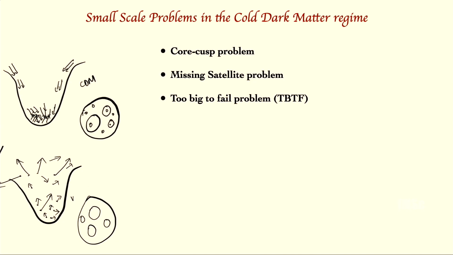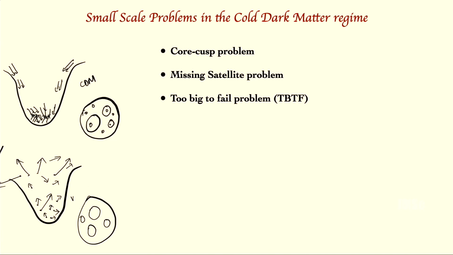And then there was also the too big to fail problem, essentially that the brightest satellites that you saw in the universe, if we imagine that they should be living in the most massive satellites of CDM halos, they should have had much larger circular velocities. So somehow the largest circular velocity halos in CDM simulations don't seem to be hosting galaxies. So that's the too big to fail problem. So these problems have existed for a while.